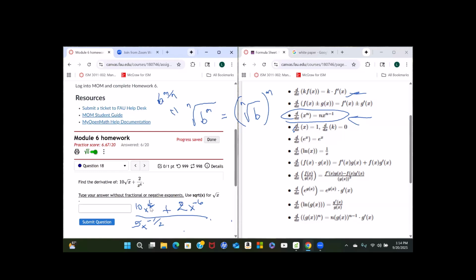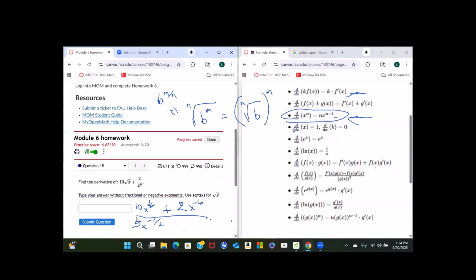How do we get from 10 to 5? We get 10 times 1/2, which is 5. And then minus 1/2, 1.